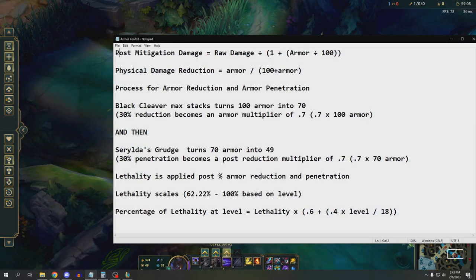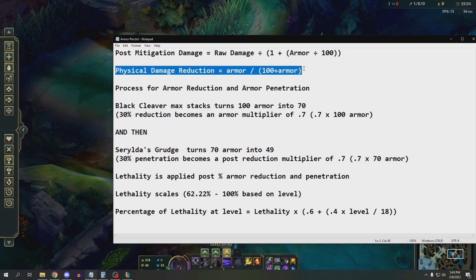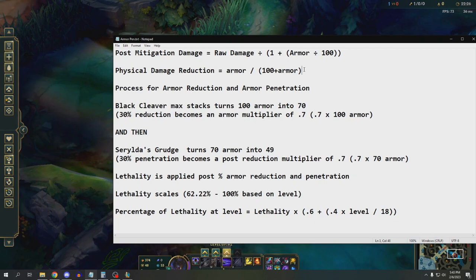So now armor, right? We have post-mitigation damage, which is the damage that happens after armor has been applied, and this is just a calculator I'll put in the description. So you take your raw damage and you use this formula, you put in the target's armor, and then you'll find the actual damage that you're doing. Additionally, I have the calculation formula for physical damage reduction. So if a target has X amount of armor, how much damage reduction do they actually have?